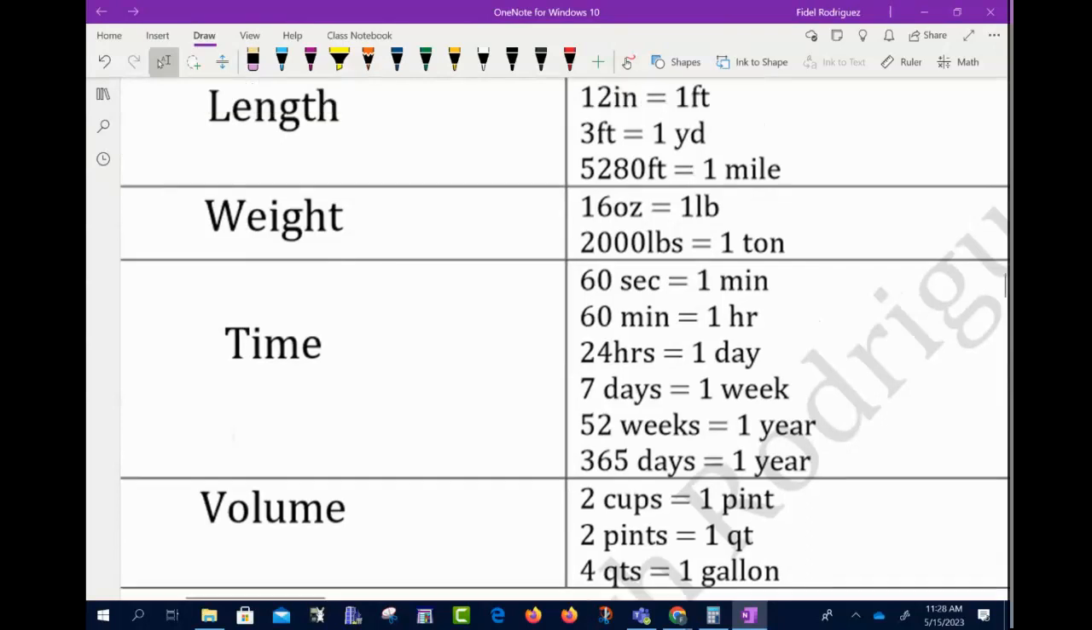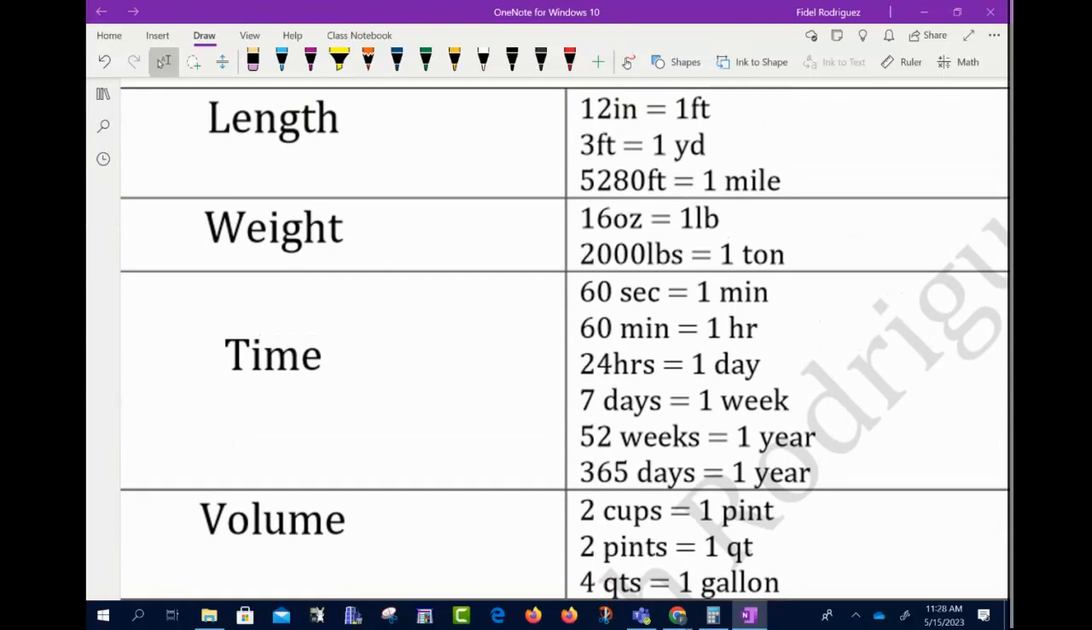Now, in terms of length, I think everybody should know there's 12 inches in a foot, there's 3 feet in a yard. Do you necessarily have to know off the top of your head there's 5,280 feet in a mile? No, I don't think you necessarily need to know that. 16 ounces in a pound. Some people know it, some people don't, but the time one, and at least the first 2 for the length, y'all, you should know.